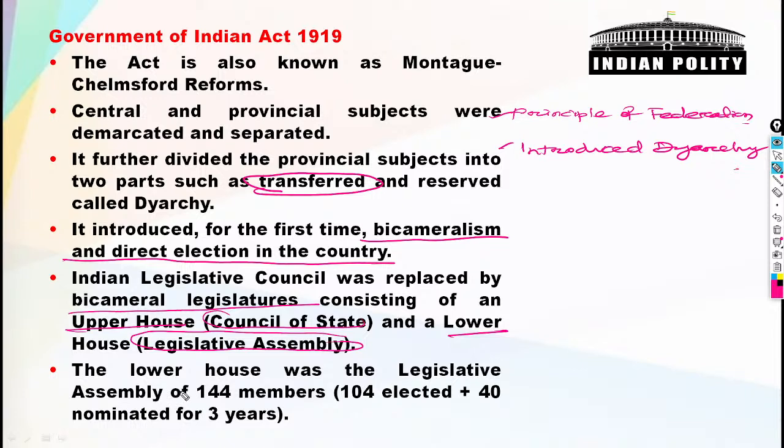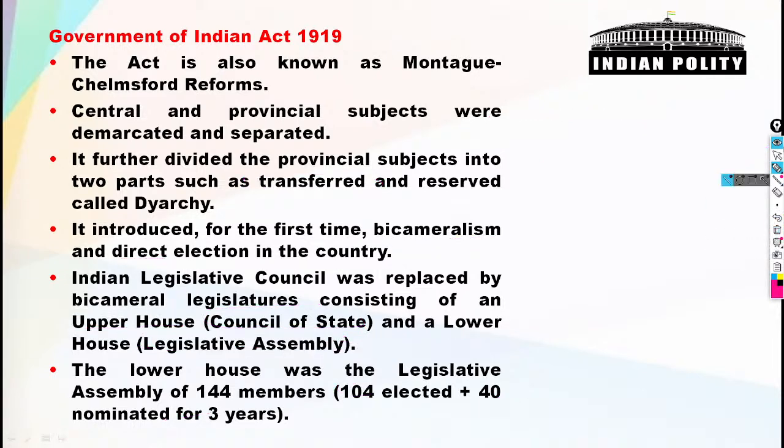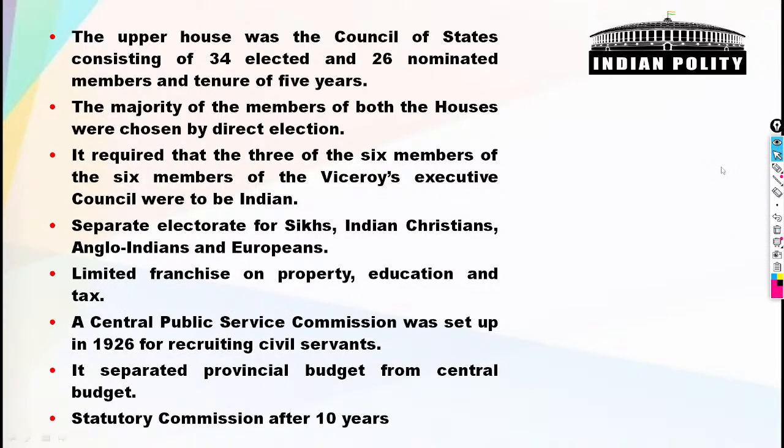The council had 140, somewhere it is 145 also. Whatever the number, 104 were elected for 3 years and 40 were to be nominated. That was the strength of the Central Legislative Council under this act. That is the first house, the lower house. Then the upper house had 60 members, 34 elected and 26 nominated for 5 years.